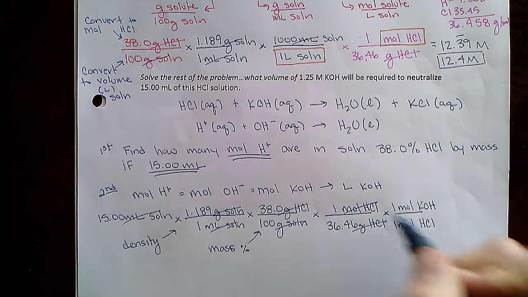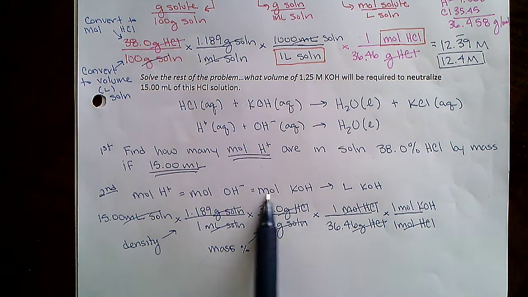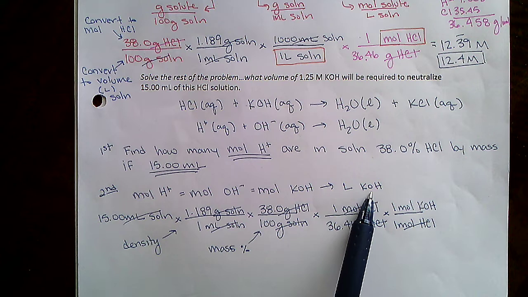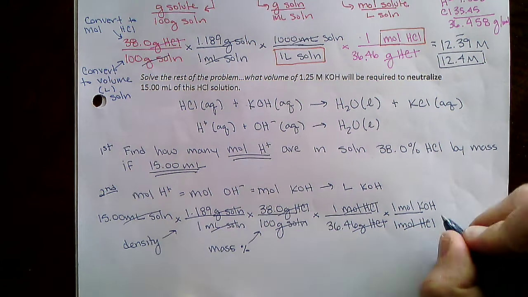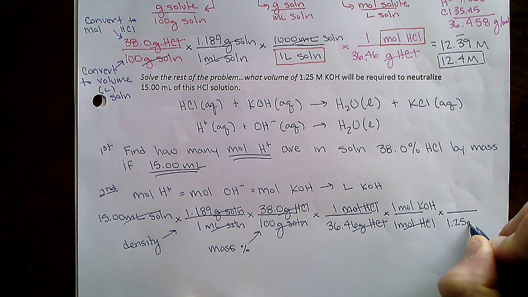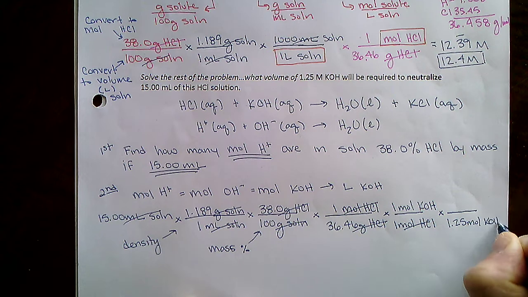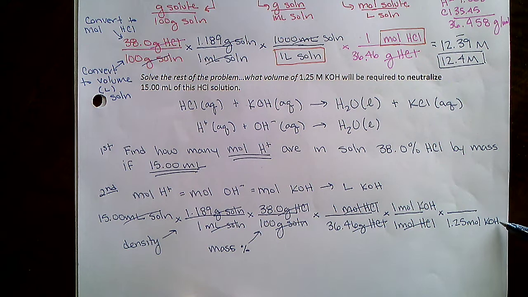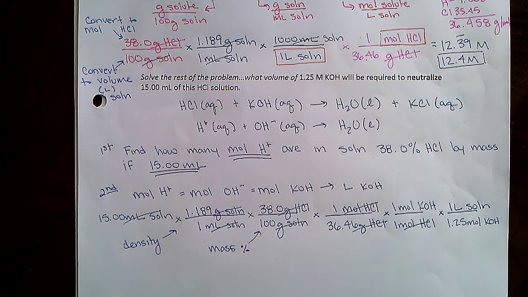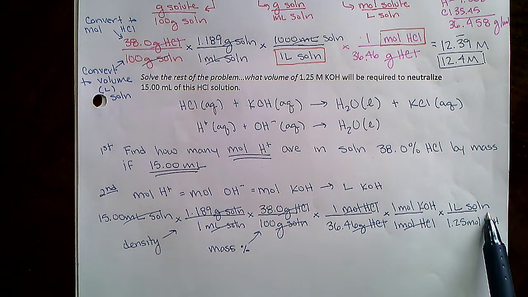That's great. Now I'm in moles of KOH like I want to be, and my last step is to convert to liters of KOH. I can do that with the molarity. So I know that there's 1.25 moles of KOH in 1 liter of solution. And the problem just said what volume, it didn't specify what unit, so I'm going to leave it in liters.